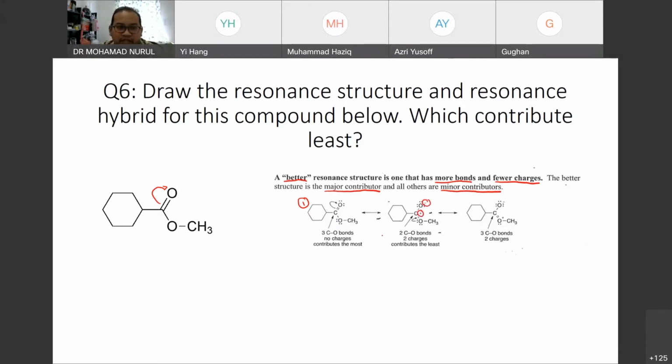How to know the charge? Yesterday I received a more personal WhatsApp asking how to know the charge. You have to calculate the formal charge. This is the only way you can know the charge. Calculate the formal charge.